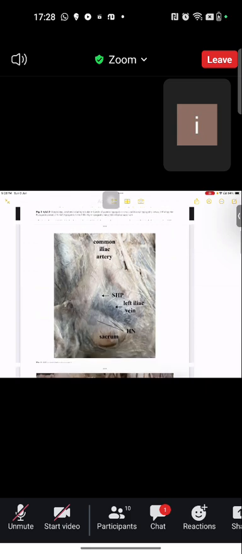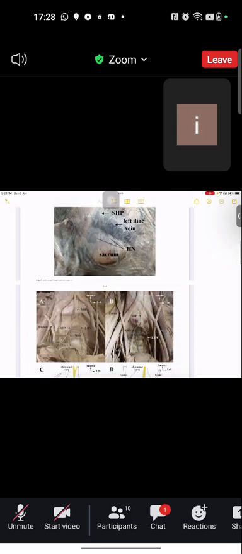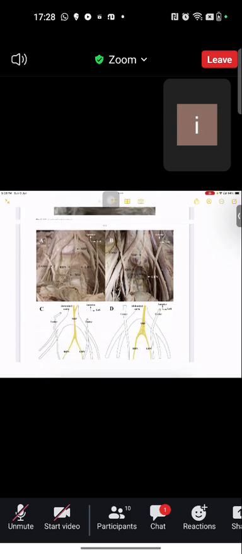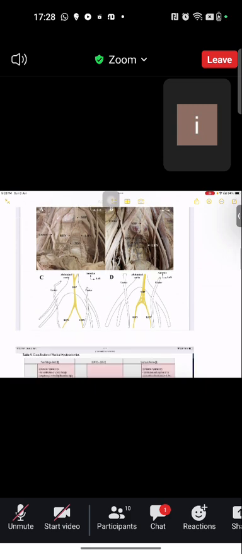So again, a diagram showing common iliac bifurcation. These are the plexus. Again, the same diagram. Just an idea where the plexus are in the pelvis.